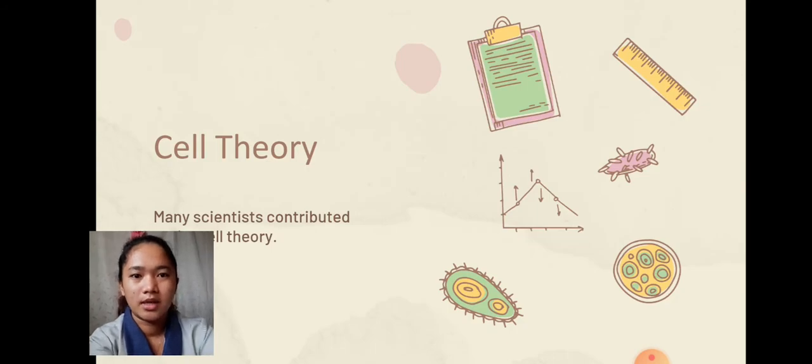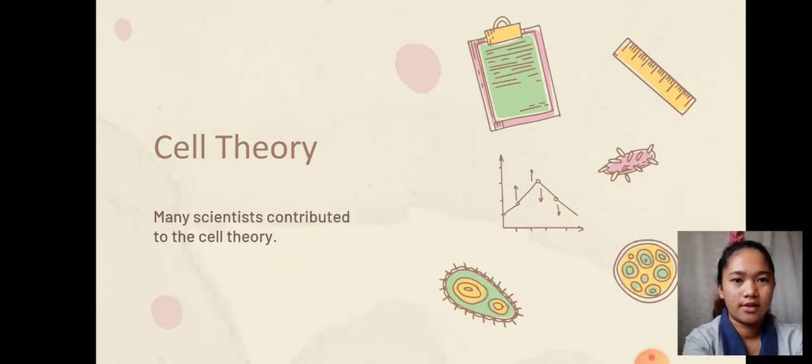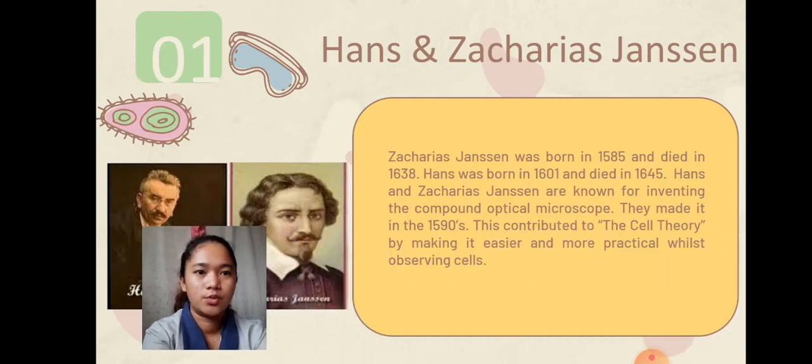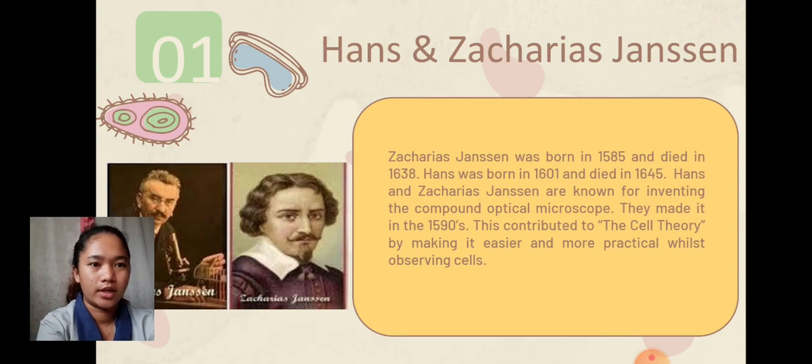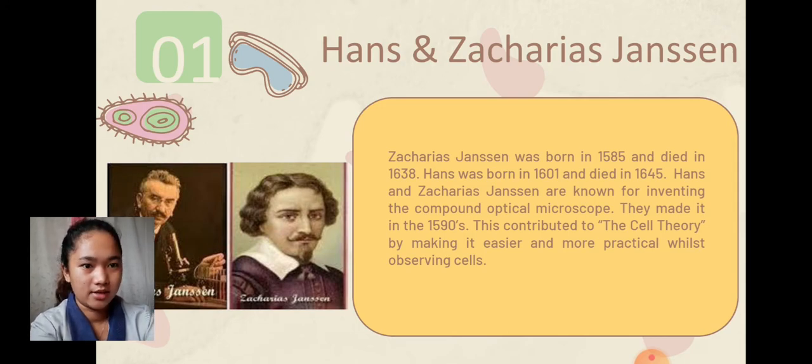Many scientists contributed to the cell theory. The first one is Hans and Zacharias Janssen. Zacharias Janssen was born in 1585 and died in 1638. Hans was born in 1601 and died in 1645. Hans and Zacharias Janssen are known for inventing the compound optical microscope. They made it in the 1590s. This contributed to the cell theory by making it easier and more practical to observe cells.